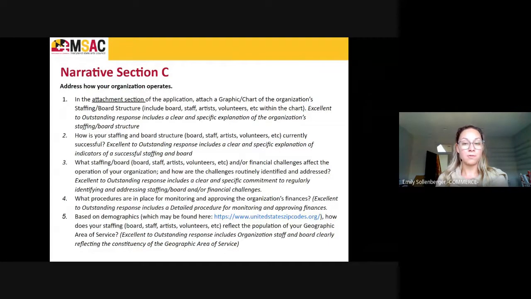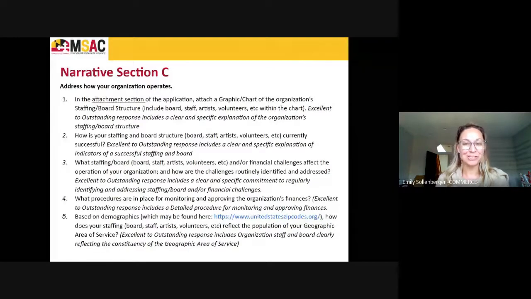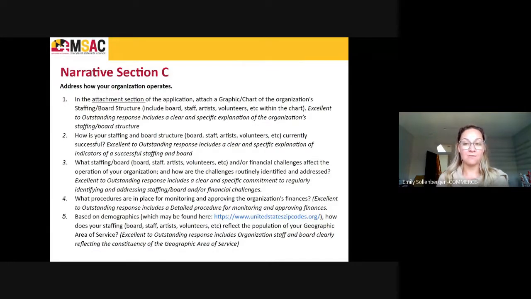So what we're looking for here is a clear and specific commitment to regularly identifying and addressing staffing, board, and/or financial challenges. And I'll just note here, it's okay to say that you have challenges. We're just looking that you can identify those challenges and that you have some sort of commitment to addressing those particular challenges. We do want to know, and it helps us to identify how we can help you as well.